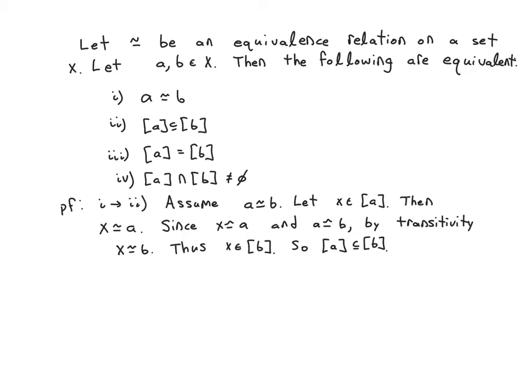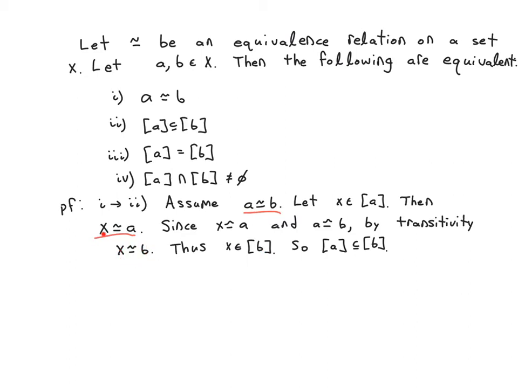Well, let's look at our facts. We have X is equivalent to A, and A is equivalent to B. What do we want to get? We want to get X to be an element of B. Well, how do we get that? Well, we need to show that X is equivalent to B.